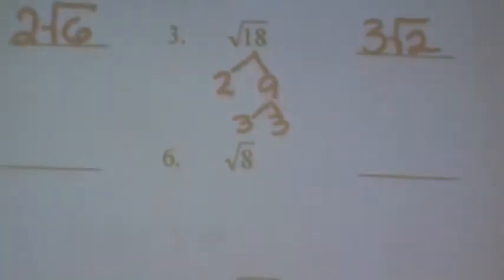Okay, how about 18? What times what is 18? 9 times 2. And 9 is 3 times 3. So it's 3 root 2. Are we good? Next one, 600. 6 times 10.